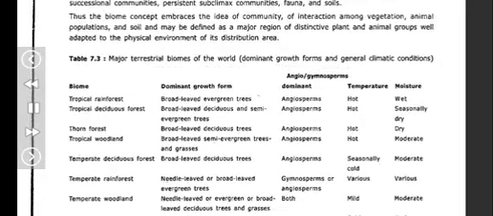Table 7.3. Major terrestrial biomes of the world, dominant growth forms and general climatic conditions. Tropical rainforest: broadleaved evergreen trees, angiosperms, hot, wet. Tropical deciduous forest: broadleaved deciduous and semi-evergreen trees, angiosperms, hot, seasonally dry. Thorn forest: broadleaf deciduous trees, angiosperms, hot, dry. Tropical woodland: broadleaf semi-evergreen trees and grasses, angiosperms, hot, moderate. Temperate deciduous forest: broadleaf deciduous trees, angiosperms, seasonally moderate to cold. Temperate rainforest: needle-leaved or broadleaved evergreen trees, gymnosperms and angiosperms, various. Temperate woodland: needle-leaved or broadleaved evergreen or deciduous trees and grasses, mild, moderate.